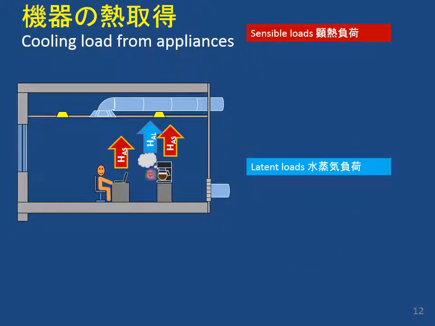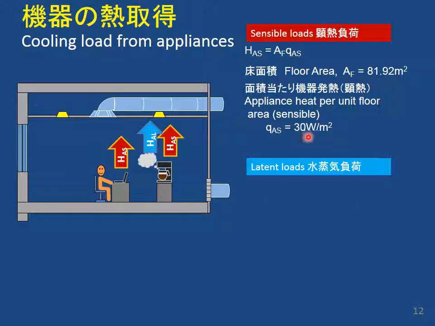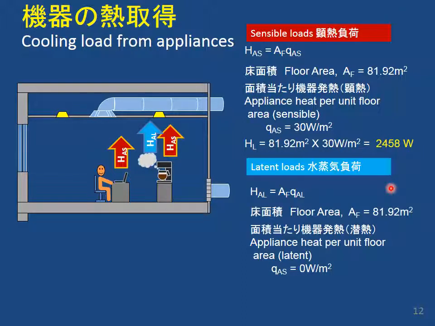Next, cooling load from appliances, so computers, fans, coffee machines, kitchen equipment, boiling water, etc. For this problem, we said there were 30 watts per square meter of appliance heat for computers per unit floor area. So pretty simple. 2,458 watts. And we said for this office space, the latent heat was 0. So no steam or no moisture generating equipment. So probably in this room there's no coffee machine, and I'm not happy. Maybe the coffee machine is in the next room or in a kitchen somewhere else.